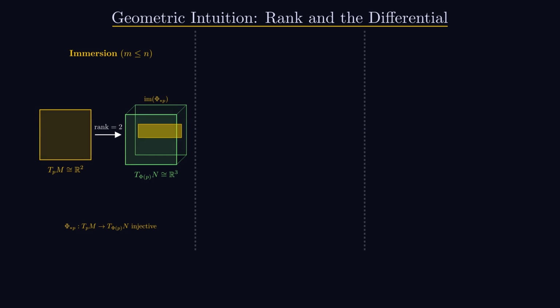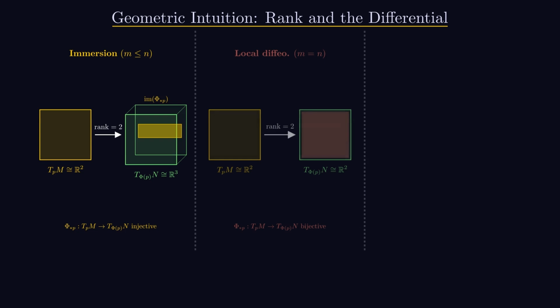In the center, we have the local diffeomorphism, equal dimensions, full rank. The differential is a square invertible matrix, an isomorphism of tangent spaces. Source and target are the same size, and the map between them is a perfect bijection. On the right side, we have a submersion.